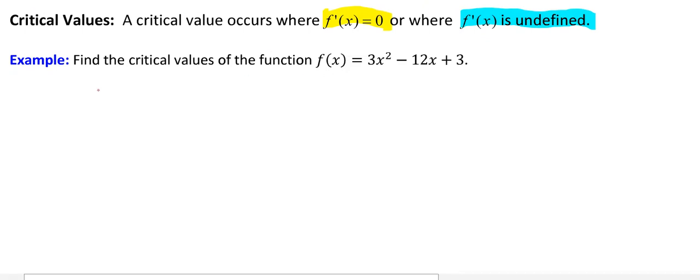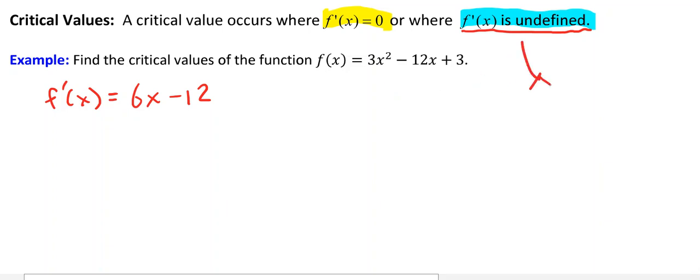In this first example, the first thing we need to do is find the first derivative. So the first derivative will be 6x minus 12. The easiest thing to do is look to see where the derivative is undefined. In this particular case, the first derivative will be defined everywhere. To be undefined, we have to have division by 0. If you have division by 0, then it is undefined at that point. There is no division here, so there's no division by 0.